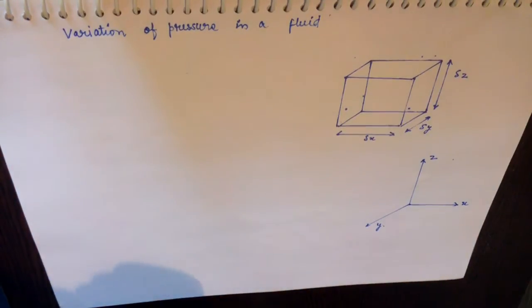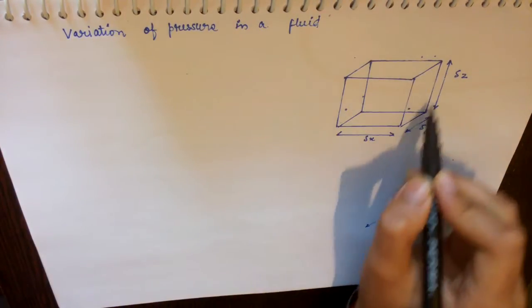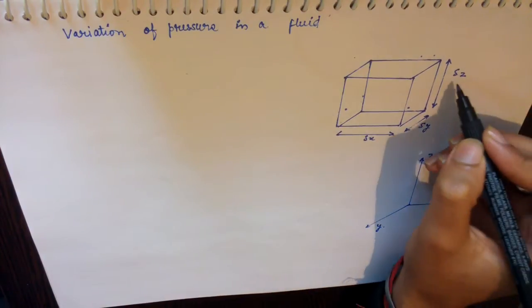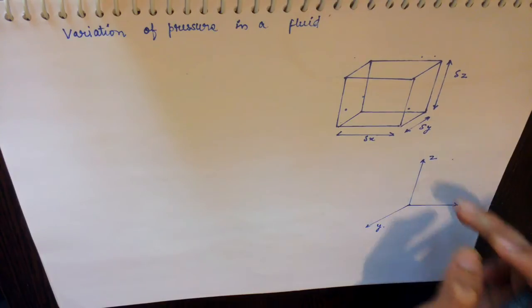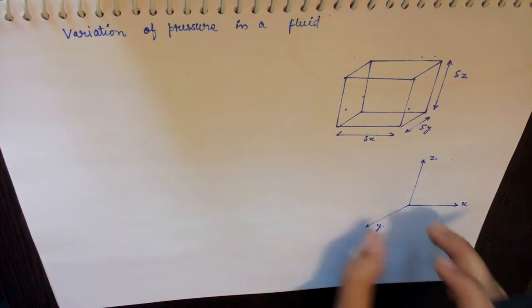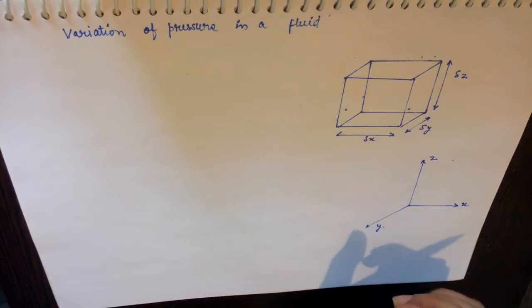In this video we will learn about variation of pressure in a fluid. For that we are considering a small element of a fluid with dimensions delta z, delta y and delta x, with the axes taken as z in this direction, and x and y like this.